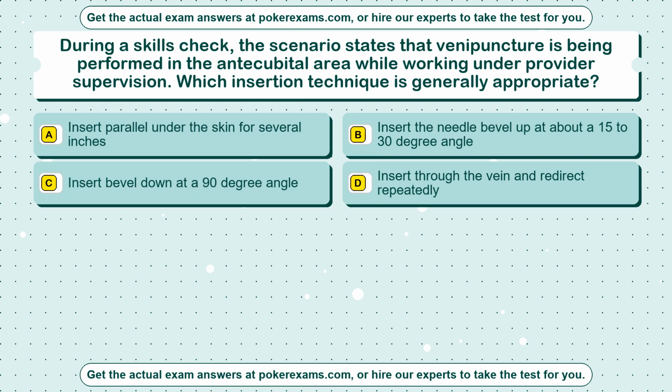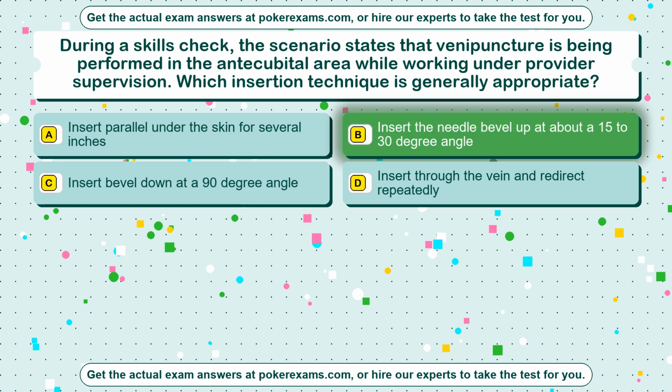Question 5. During a skills check, the scenario states that venipuncture is being performed in the antecubital area while working under provider supervision. Which insertion technique is generally appropriate? Option A. Insert parallel under the skin for several inches. Option B. Insert the needle bevel up at about a 15 to 30 degree angle. Option C. Insert bevel down at a 90 degree angle. Option D. Insert through the vein and redirect repeatedly.